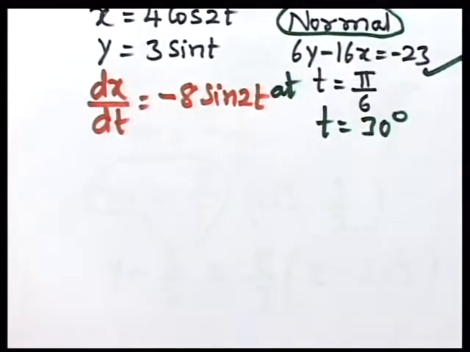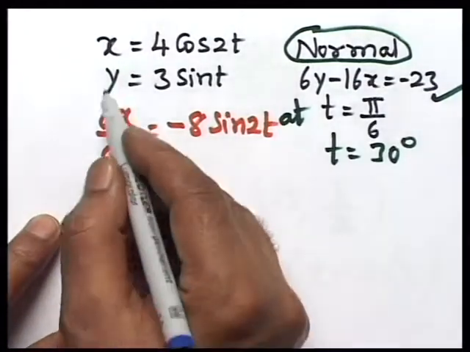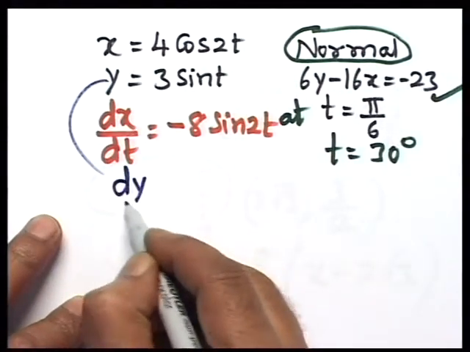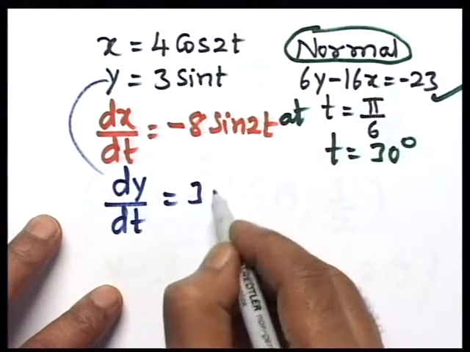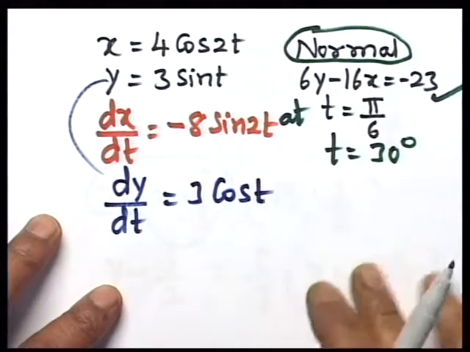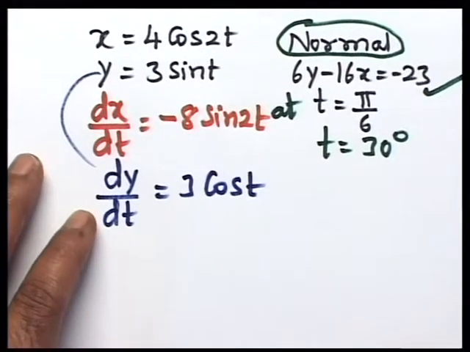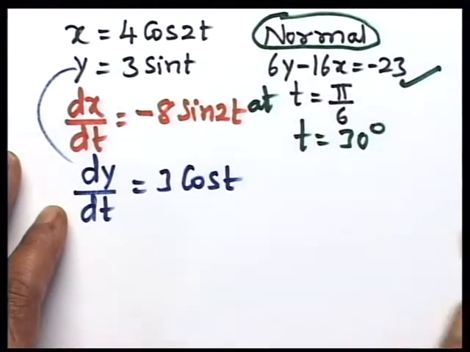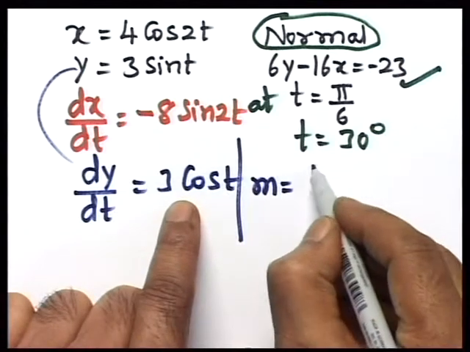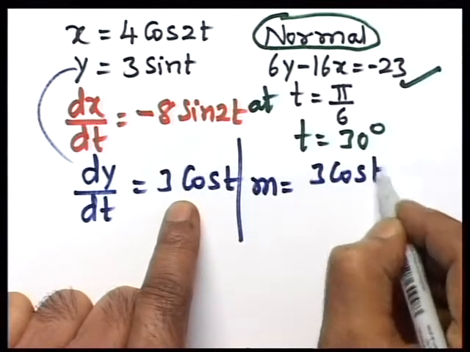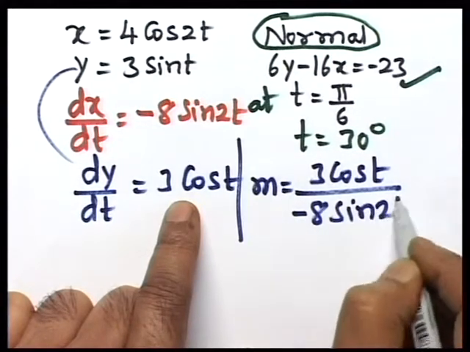Then we do the dy over dt now. That's the one. So dy over dt is equal to 3 sin θ, which becomes 3 cos θ. That's all it is, isn't it? So once we know those two, we can actually find the gradient, right? So the gradient is now m equals 3 cos t on top, divided by minus 8 sin 2t.